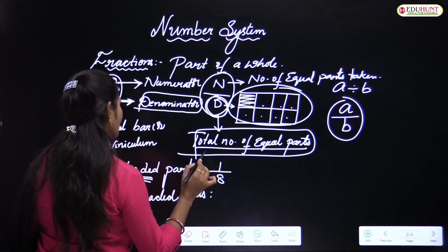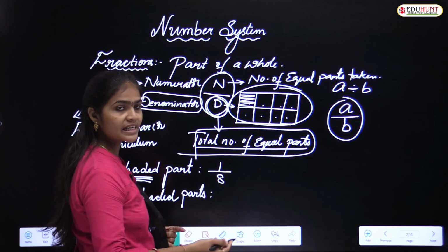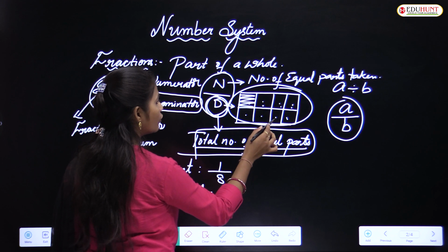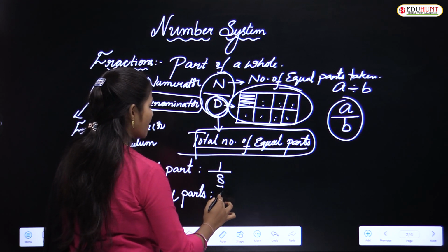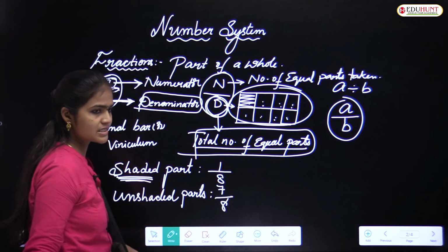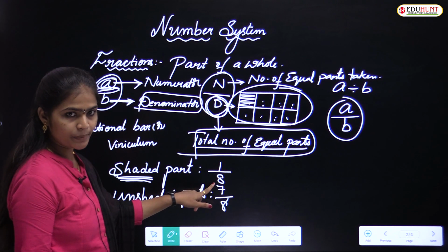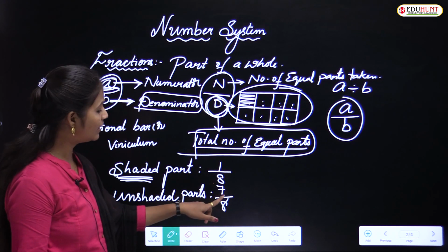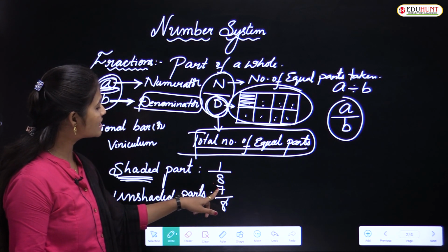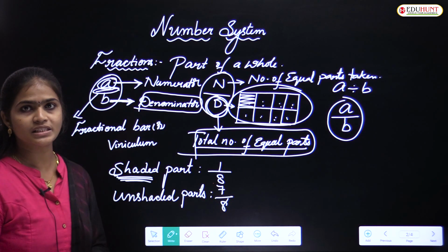Unshaded parts. So how many unshaded parts are there? Which parts are not shaded? 1, 2, 3, 4, 5, 6, 7. So 7 parts are not shaded, out of how many parts? 8 parts. So by observing this, we can say that out of 8 parts, 1 part is shaded, and out of 8 parts, 7 parts are not shaded. Okay, that is the meaning of fractions.